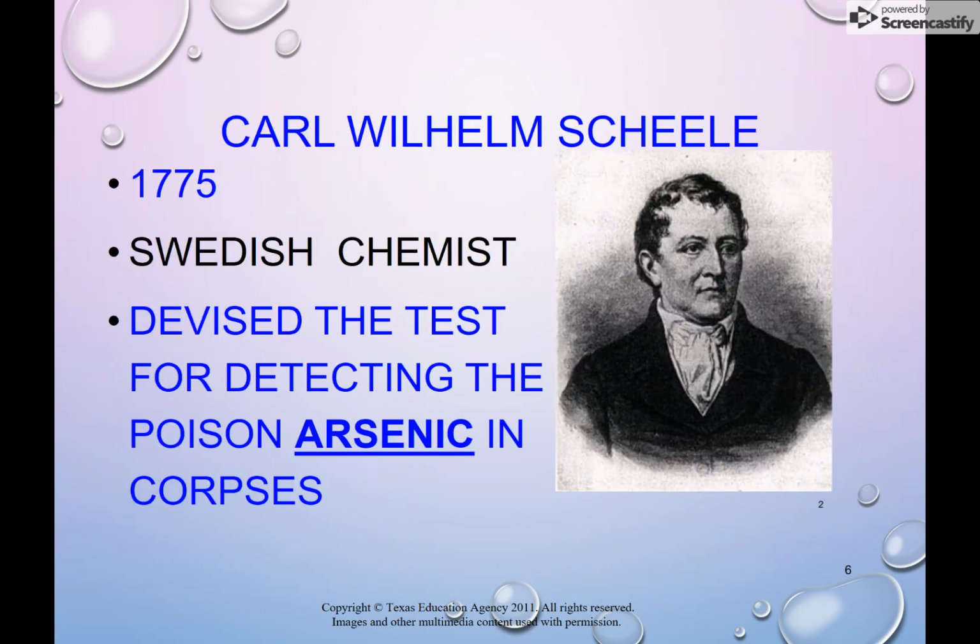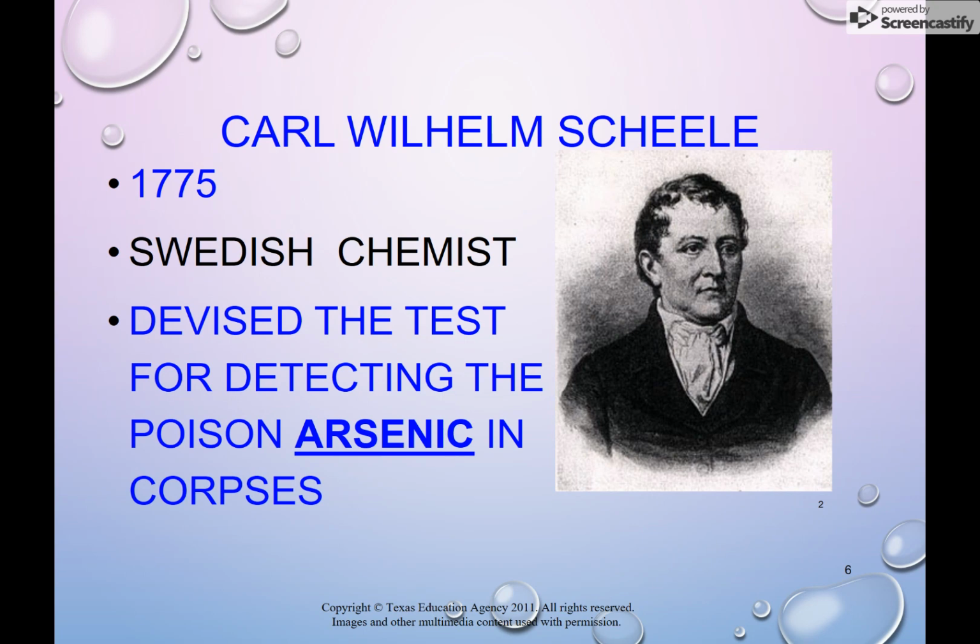Okay, our first guy, we're kind of going to do this in chronological order. We're starting off with Mr. Carl Scheele. Carl Scheele was a Swedish chemist, and his claim to fame is that he devised a way to test for the presence of poison. So we're pretty sure that the going poison at the time was arsenic, but his test was just for the presence of poison in corpses.